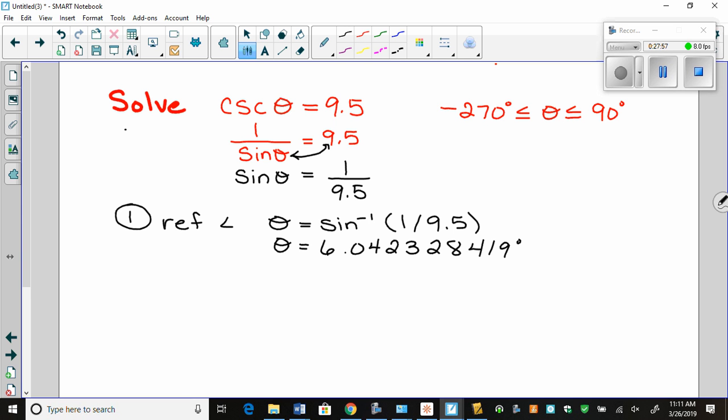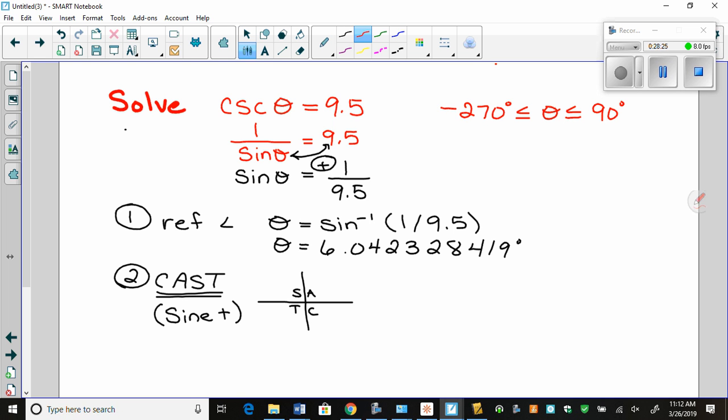Step one, reference angle. Step two, cast. So whenever I'm solving, I follow three steps in trig. Cast. How do I know where to go? I go back to the question, and it says where sine, once I got into sine, sine is positive. So I need to look where sine is positive. Sine is positive at S and A. And it's a 6 degree, so it's even smaller than I'm drawing it. But I don't want to draw it too close. Little 6 degree reference angle, right?